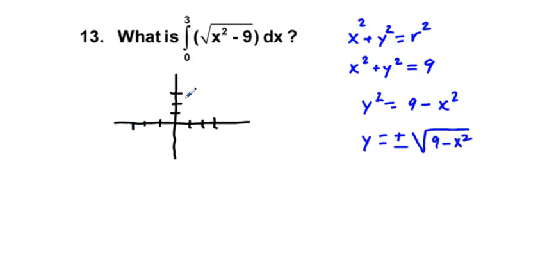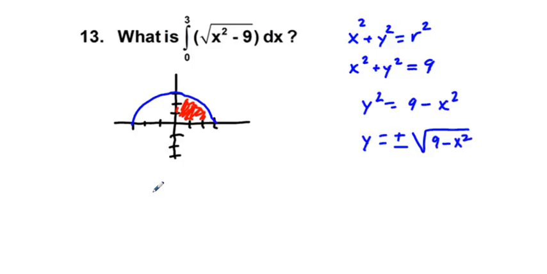Okay, this is their circle. And this function itself is a half circle. So I'm just going to make this half circle like this. Right, there it is. There's our half circle. But we're going from 0 to 3, and so we're just trying to find this shaded area here. I'm shading in red, which is a quarter of a circle.